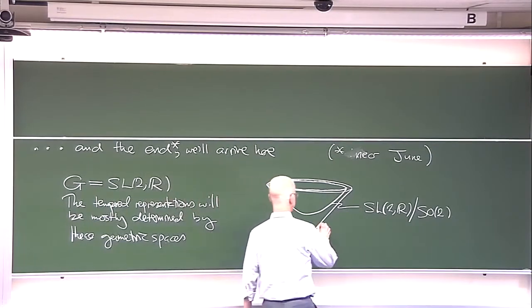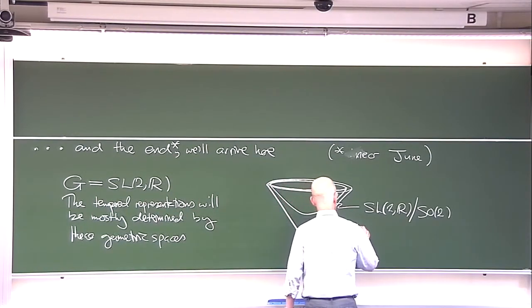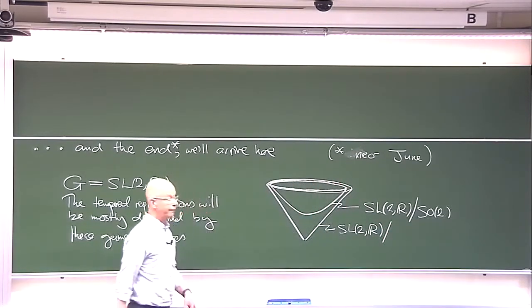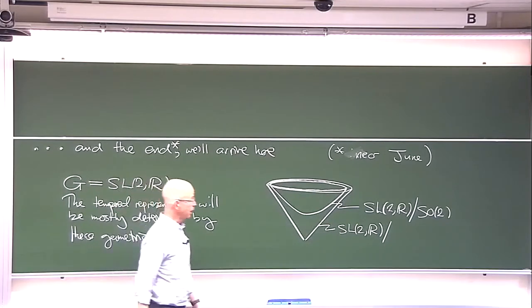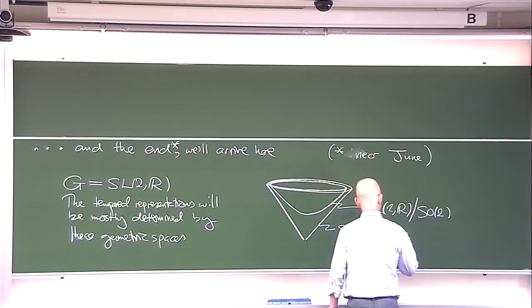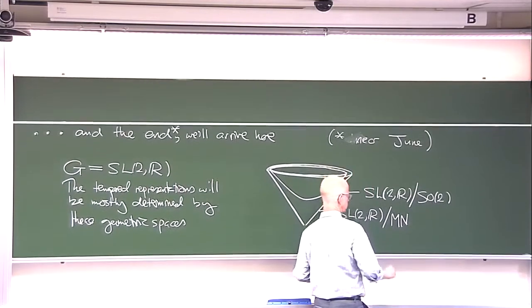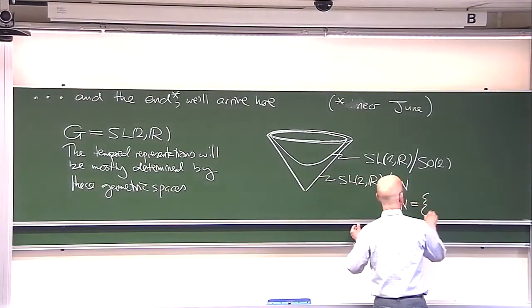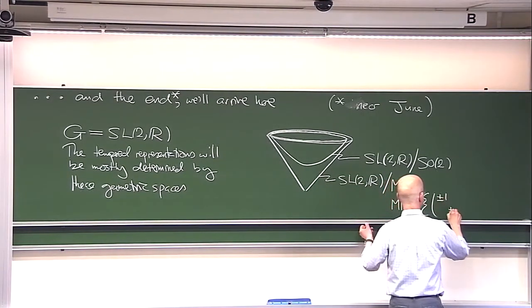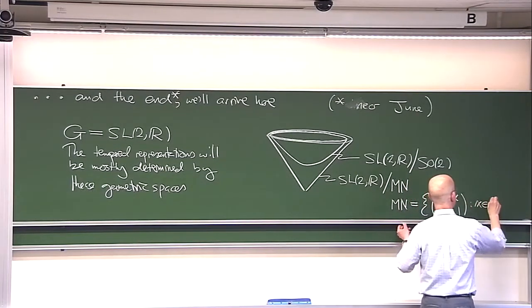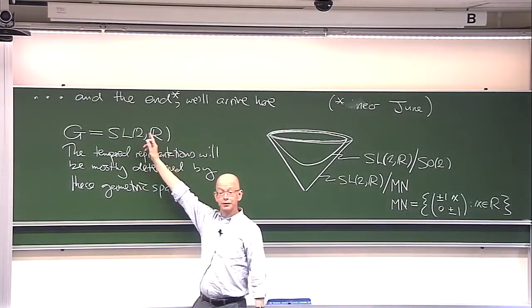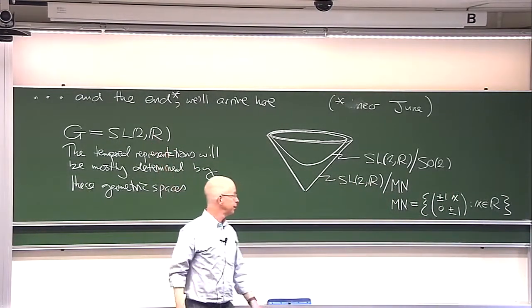And what I've drawn here is a picture of SL2R divided by some other subgroup, and I'll call it MN. I'll tell you what it is. It's just a set of matrices which look like this. So SL2R means 2 by 2 real matrices with determinant 1, as you know.